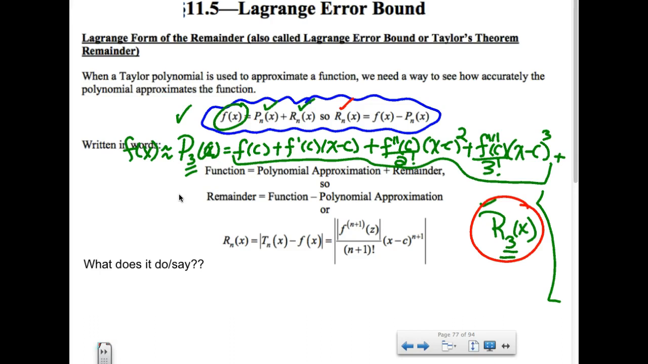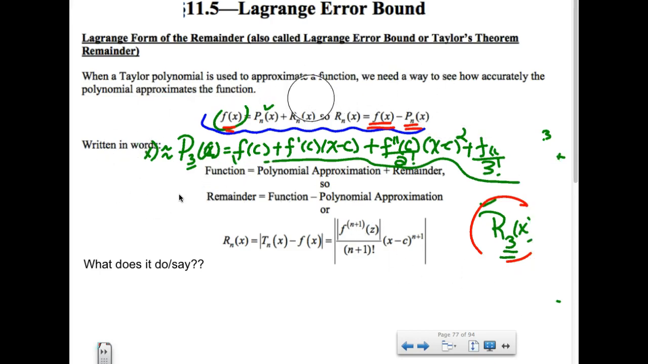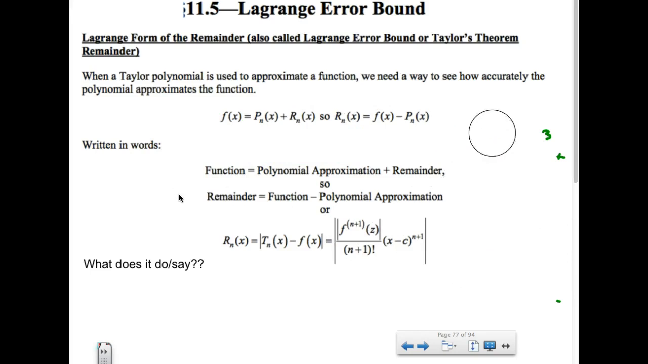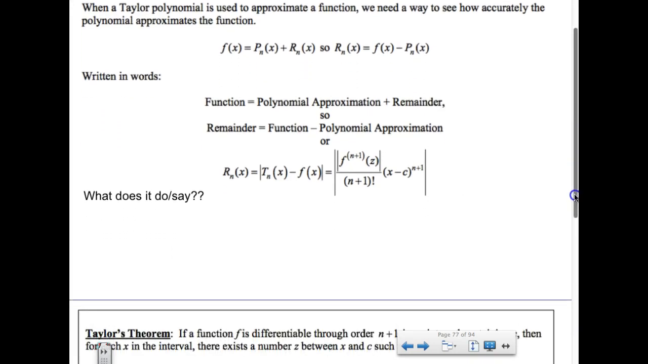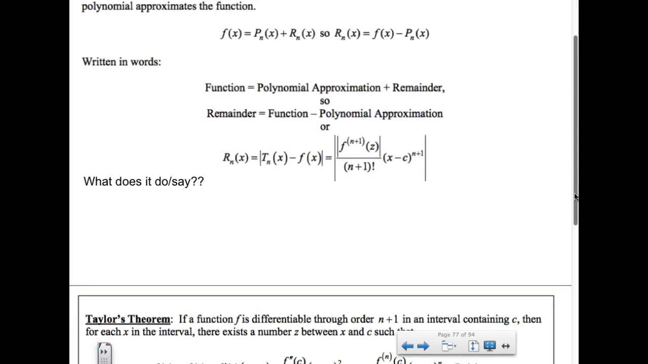Well, my error will be exactly the total value of the function minus my approximation, which makes sense. And what we're going to be doing is trying to find a bound for that error. So at least we know how close we are. So at least we know if we want to be within 1/1000th of the actual value of the function, we'll know how far out we need to go to achieve that goal.